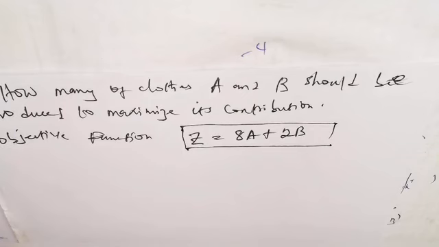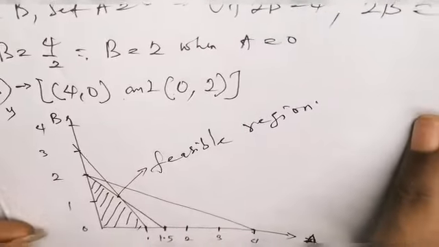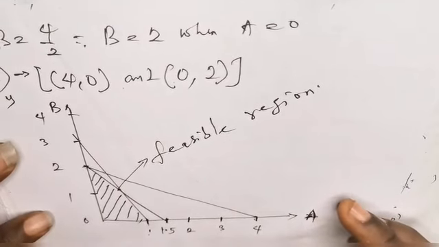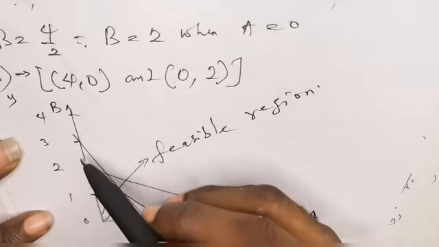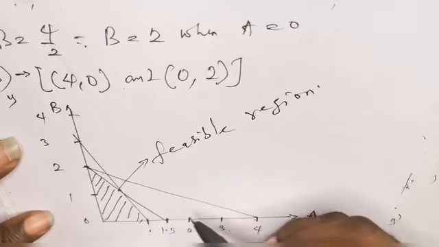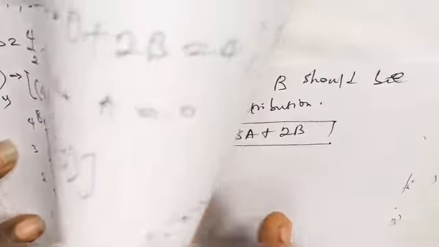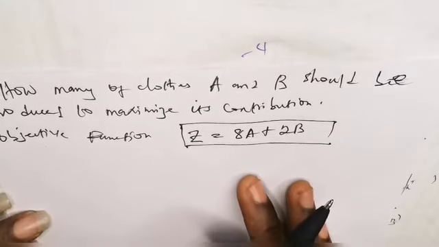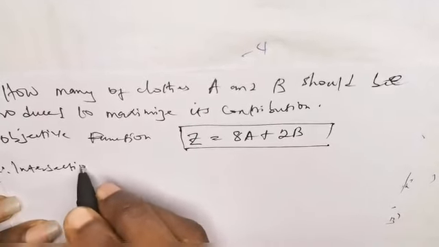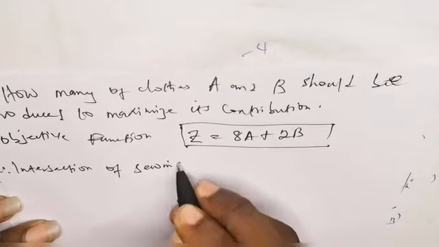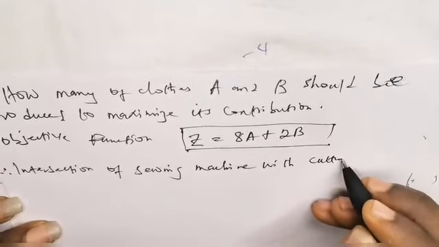Now, in order to find how many clothes A and B should be produced to maximize this profit, we need to look over the graph we obtained earlier. If we look at the feasible region, notice that the sewing machine intersects with the cutting machine. The cutting machine intersects with the embroidery machine, and the sewing machine also intersects with the embroidery machine. So we need to find their intersections. Let's start with the intersection of the sewing machine with the cutting machine.